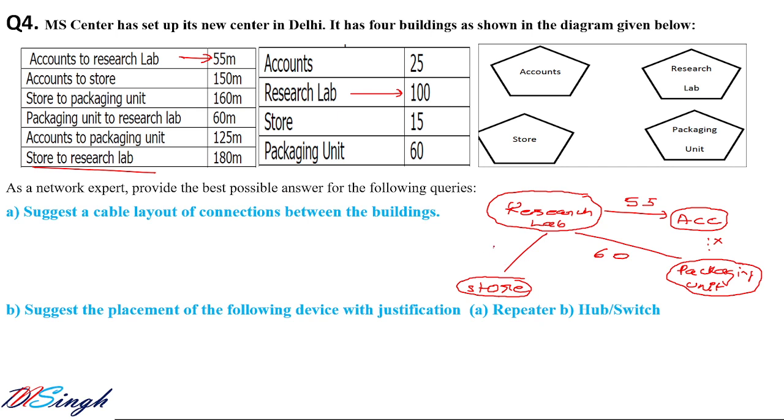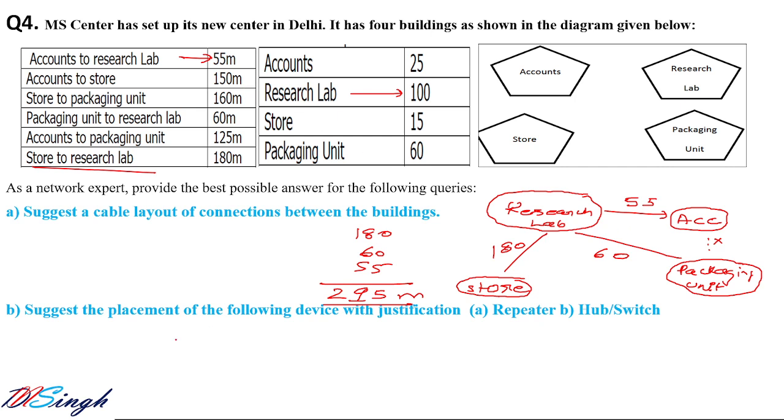Okay, so fine, this is 180 meters because we want to make a star topology. Let us see how much cable is required. 180 plus 60 plus 55. So here you will write 5, 11, 19, 1 carry, that is 295 meters of cable required. Fine. Why have we not taken this accounts to store?